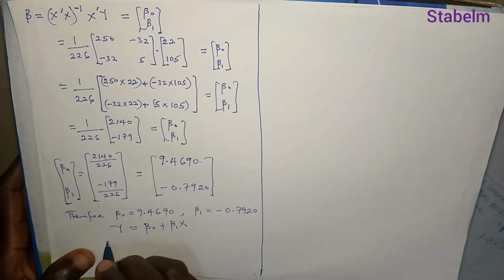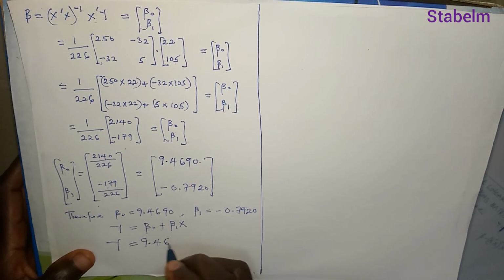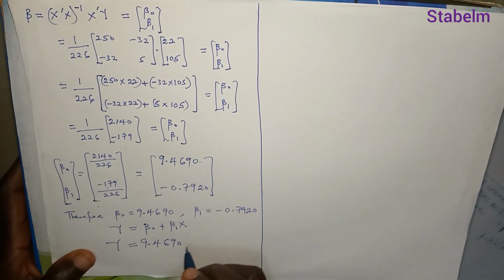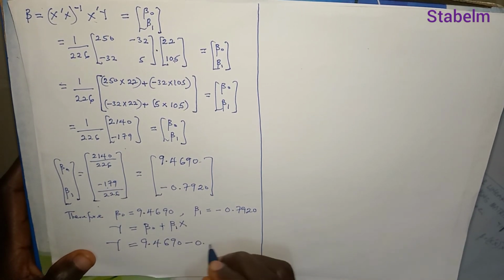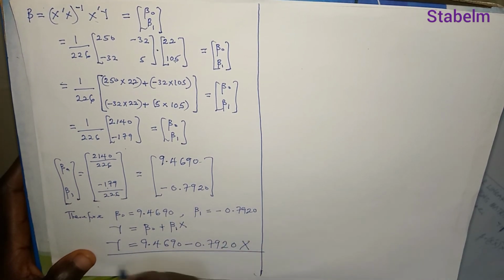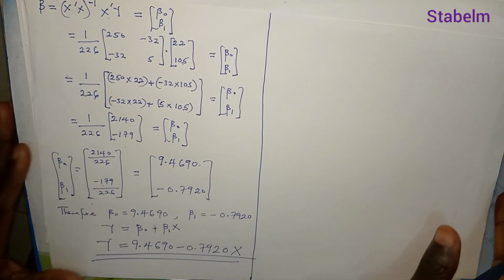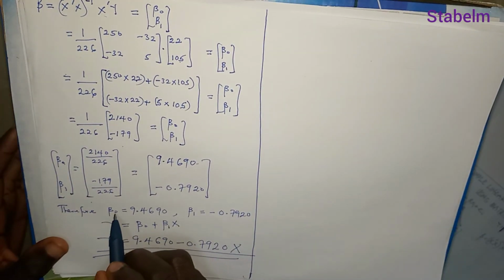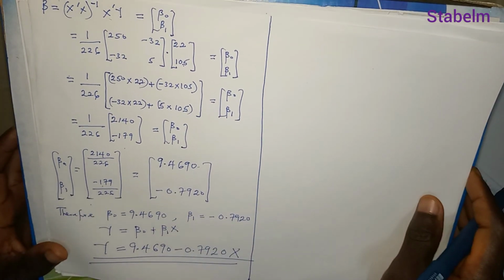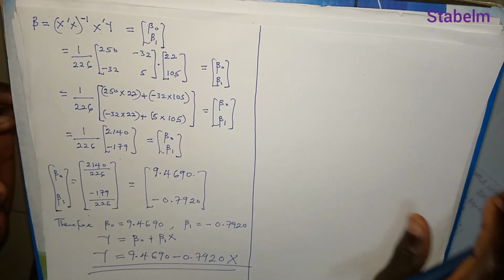And our model is y equals beta naught plus beta 1 x. This model becomes y equals 9.4690 plus, because we have our beta 1 to be negative, it becomes minus 0.7920x. So this is our line of regression, and this is the coefficient of regression, which is beta naught and beta 1. So this is the way of solving simple linear regression using the matrix method.